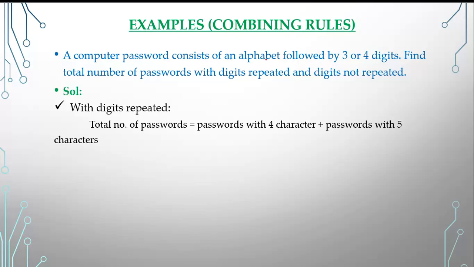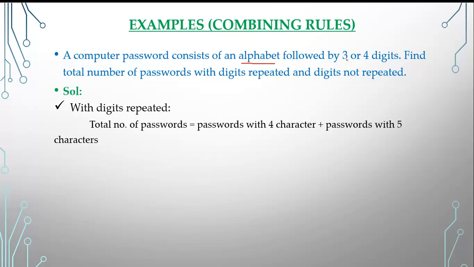If we take an alphabet and 4 digits, the total length of the password is 5 characters, right? So it is either this or this, so we use the sum rule here. Now, how can we choose the 4 characters? The first character is from the alphabet, and how many alphabets do we have? We have a total of 26 alphabets. So out of 26, we have to choose one alphabet. So the total number of ways to choose the alphabet is 26.